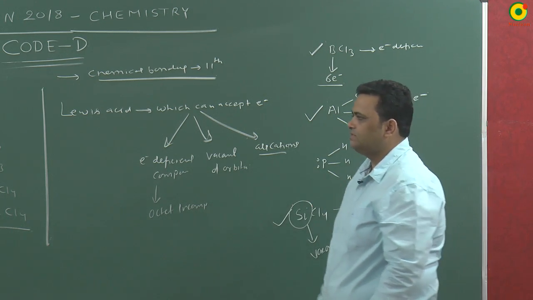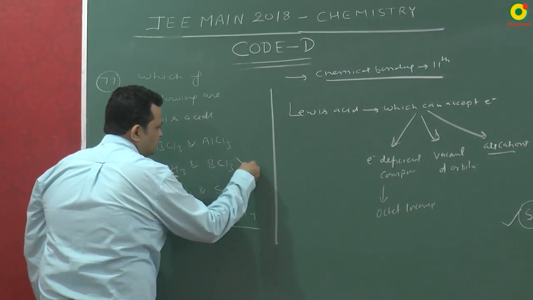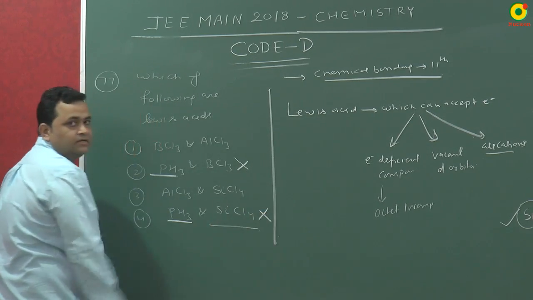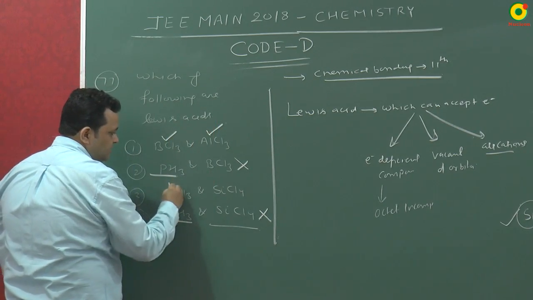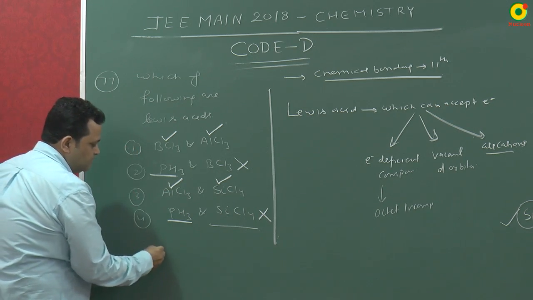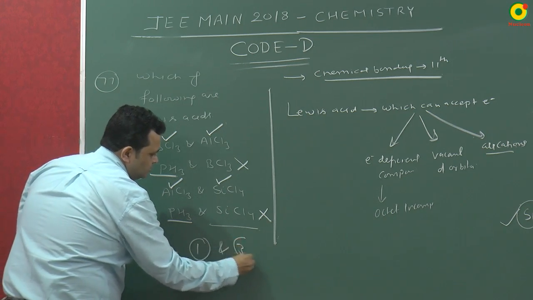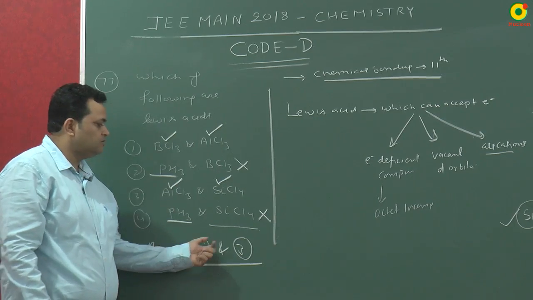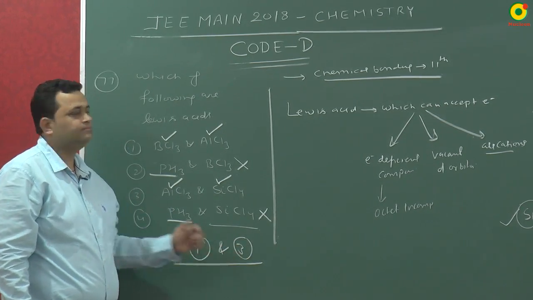So the correct options are this one, because PH3 is not correct. BCl3 is a Lewis acid, AlCl3 is a Lewis acid, SiCl4 is a Lewis acid. So the answer must be 1 and 3. In this single type question, JEE has to give two answers, 1, 3 or both.